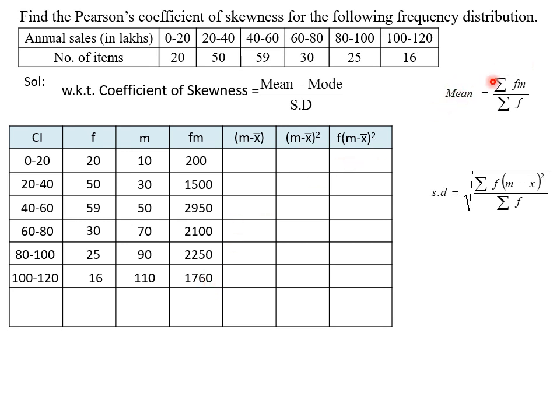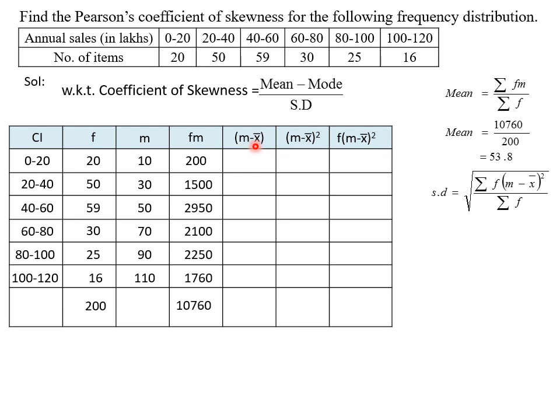Then we have to calculate the mean. For that we need the value of sum f and sum fm. So sum f is 200, when you add up all the values of frequency, which gives us 200. When you add up all the values of fm, which gives us what? 10,760. Now substitute these two values in this formula to get the mean. When you divide these two, you are getting 53.8.